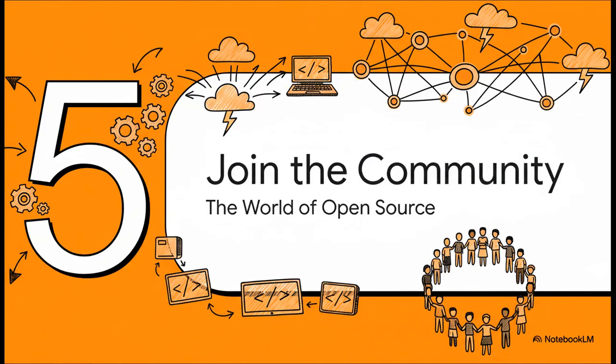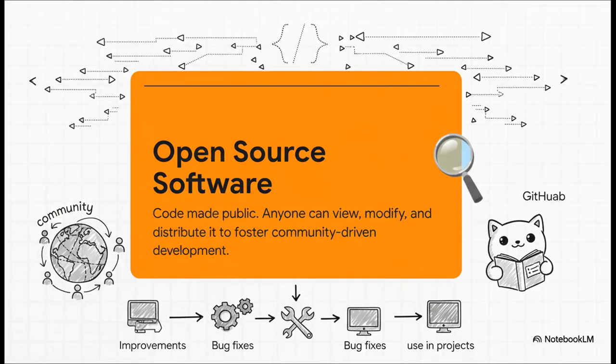So, we've seen how GitHub works for individuals and for private teams. But there's one more massive piece of the puzzle that makes this a truly global phenomenon. Open source. Open source software is a pretty radical idea, actually. It's software where the code is just public. Anyone in the world can see it, they can suggest improvements, they can fix bugs, and they can use it in their own projects. It's all about community-driven development, and GitHub is basically its home.